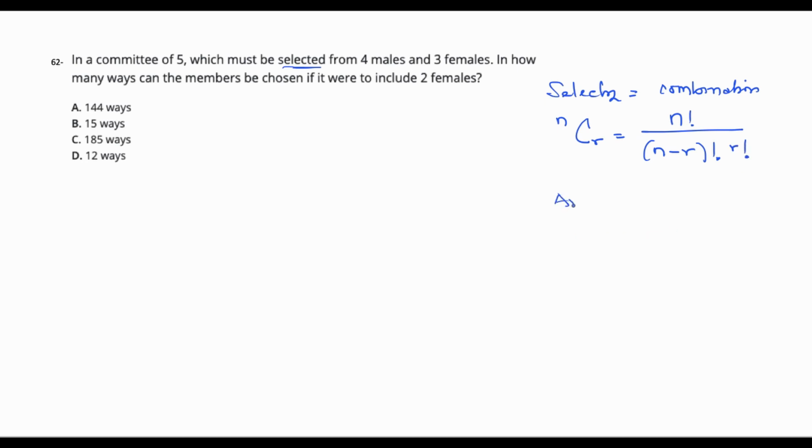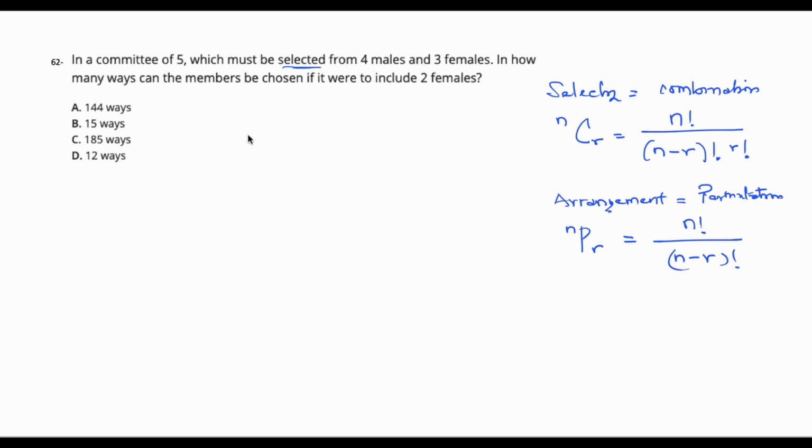But if we had seen an arrangement problem, so if the question says how many ways can this be arranged, that would have been a permutation question. And a permutation is n permutation r, and that is n factorial divided by n minus r factorial. So when the question says how many ways can we select from a certain amount of something, we are dealing with a combination problem. But if we were asked how many ways it can be arranged, that would be a permutation problem. So let's go to the question.